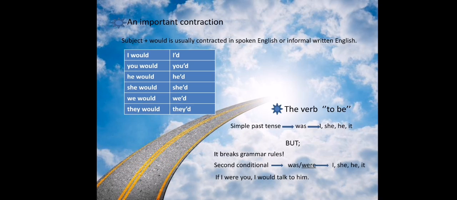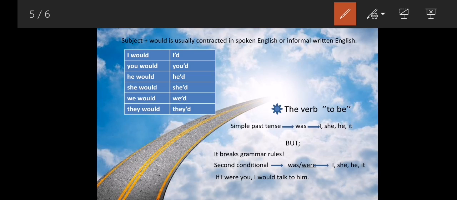So, there is an important contraction here. In spoken English or in informal written English, subject plus would is usually contracted. I mean, you say or write I'd instead of I would, you'd instead of you would, he'd instead of he would, she'd instead of she would, we'd instead of we would, and they'd instead of they would, because it is much easier to say the word.